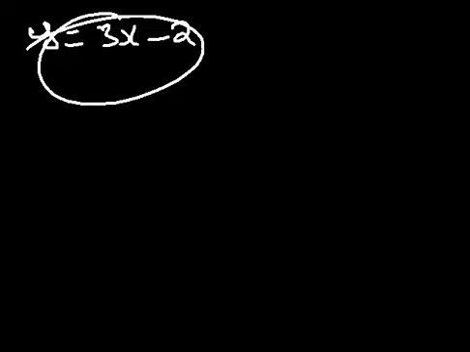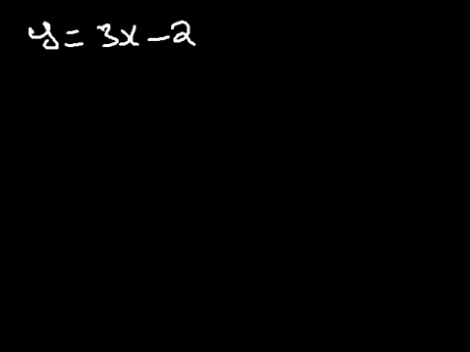So given the equation of a straight line, how can we determine the x-intercept as well as the y-intercept of a line? Let's say we have y is equal to 3x minus 2. How can we determine the x-intercept as well as the y-intercept of the graph of this equation?